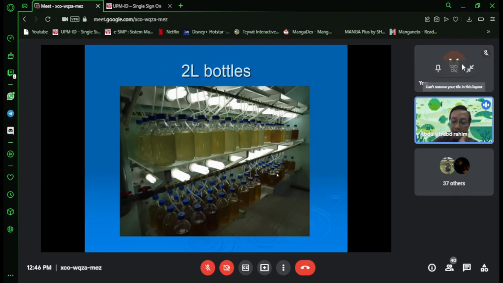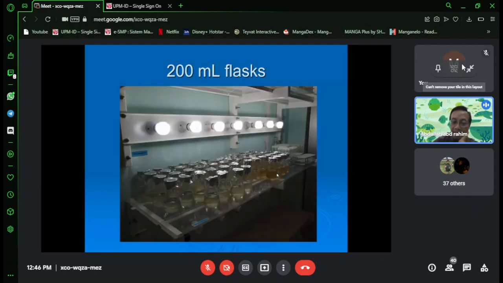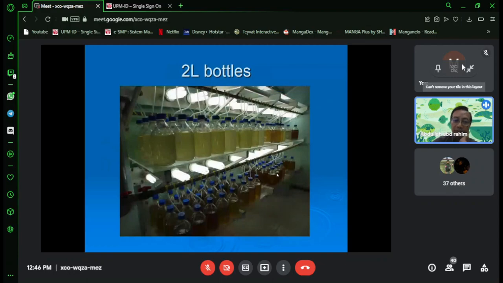Alright, so from here, 200 ml, it goes up to 2 liter flask. You see all this? Look at the color. This is the color of Chaetoceros, which is of a good abundance. The density is good enough. This is a good density of Chaetoceros.